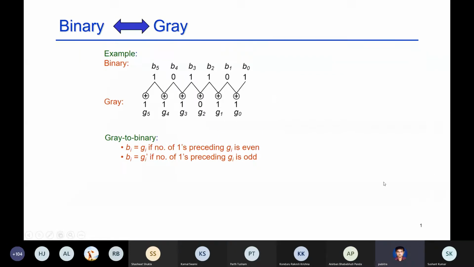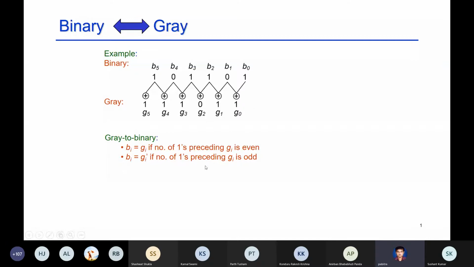Okay, so let me quickly complete one part that was pending in the last class. So it's binary to gray and gray to binary conversion. Let's look at this format. We have 6-bit numbers. The top bits B5 to B0 are the binary bits, and the bottom ones G5 to G0 are the gray bits. And these plus symbols are XOR, addition modulo 2. So the rule is as follows. The most significant bit is identical for both binary and gray.